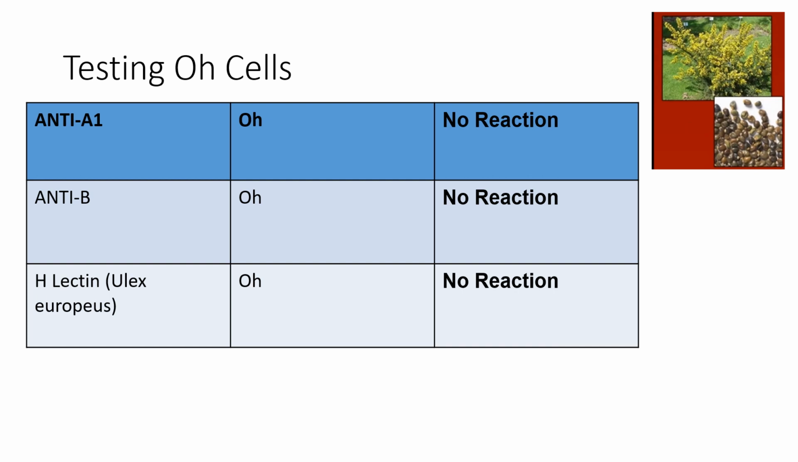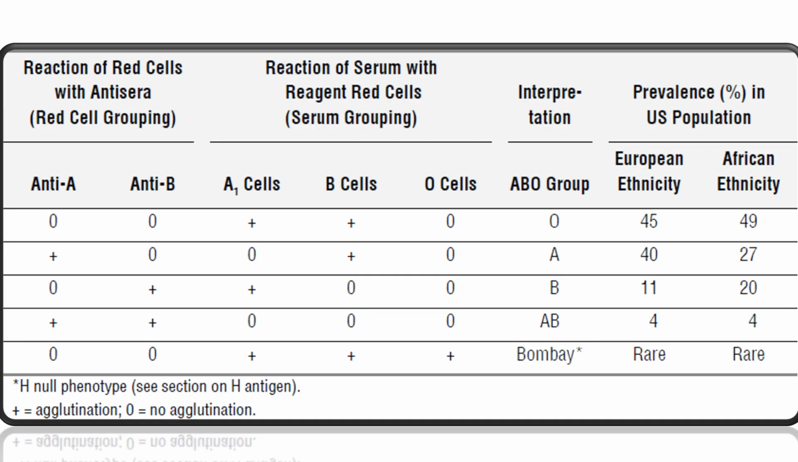So when you test it with anti-A1, there is no reaction. With anti-B also there is no reaction. When you add an H-lectin or Ulex europaeus, which normally would react with the O cells which have this H antigen, there will be no reaction. That is how you discover a Bombay group, or you test for a Bombay group.